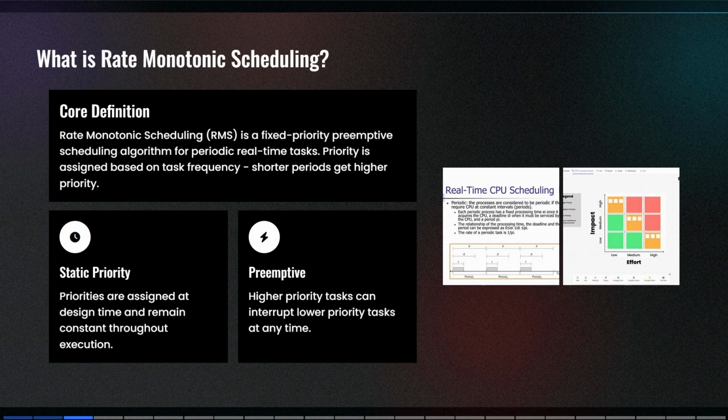There are two main categories: static scheduling, where priorities are fixed before execution, and dynamic scheduling, where priorities can change at runtime. Rate Monotonic Scheduling, or RMS, belongs to the static category. It assigns fixed priorities based on the task's frequency.